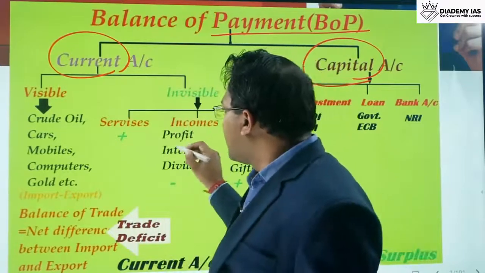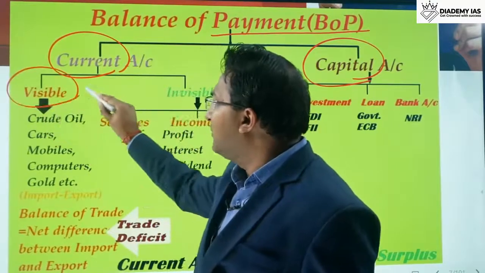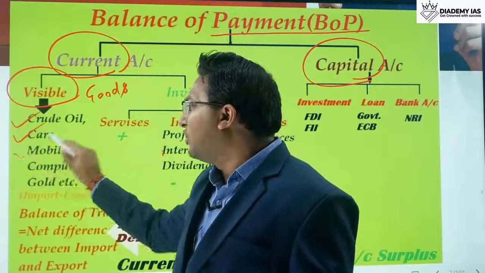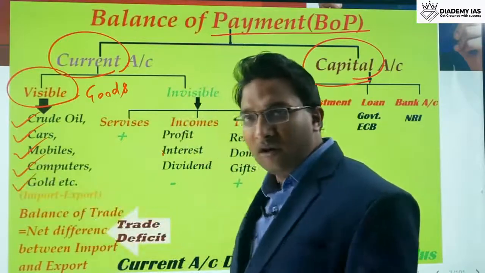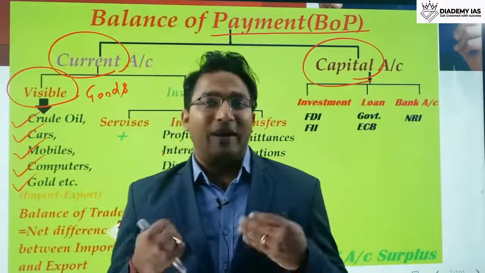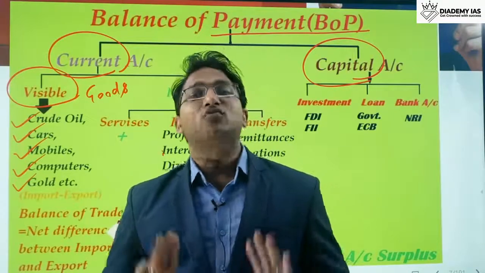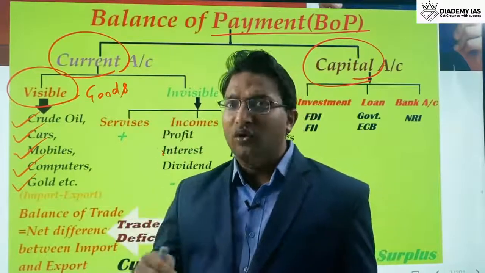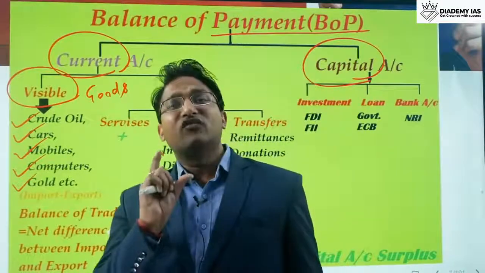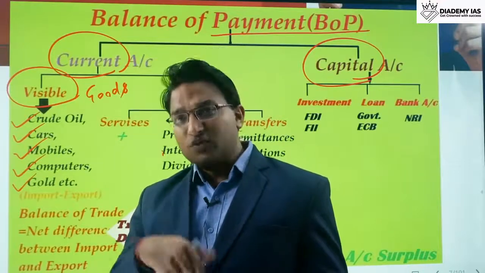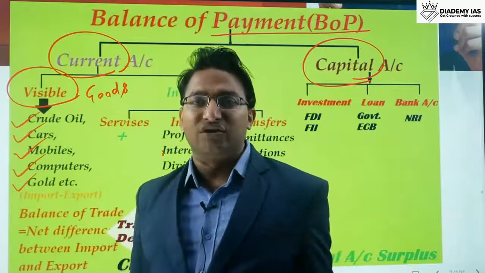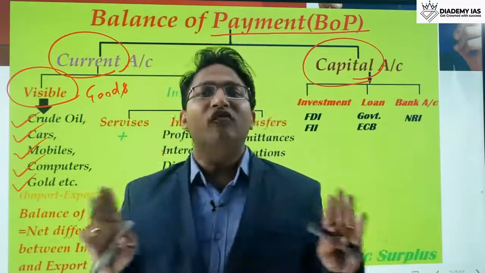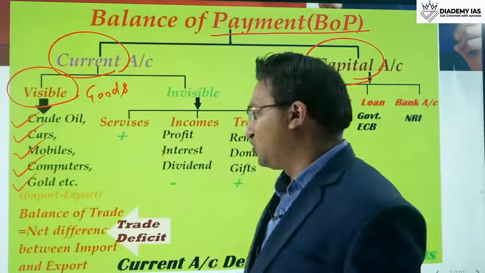For example, if we talk about the visible items, visible items means goods. They can be export and import of crude material, cars, mobiles, computers, gold. When we are importing goods, it is our expenditure because we have to pay the money from our pocket. And when we are exporting goods, it is our income because we will receive the money from the foreign country. So it results either in receipt or in expenditure. That is why this becomes part of the current account. And this is a one-way transaction. Once the export is done and we receive the payment, there is no future obligation. Similarly, in case of import, once we receive the goods and pay the amount, there is no further transaction. So this is called a single-way or one-time transaction.